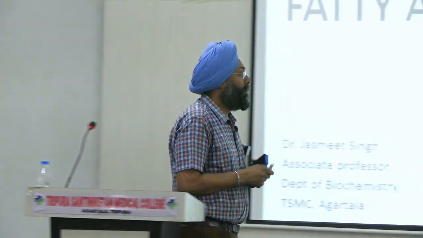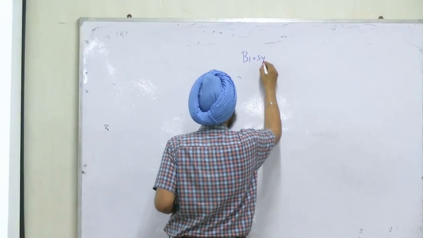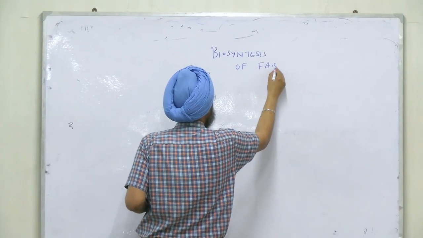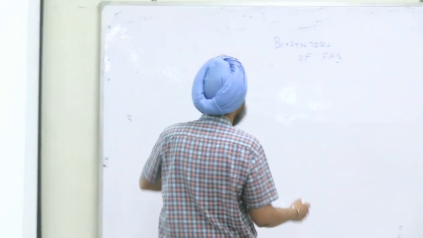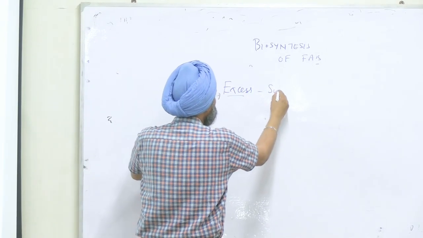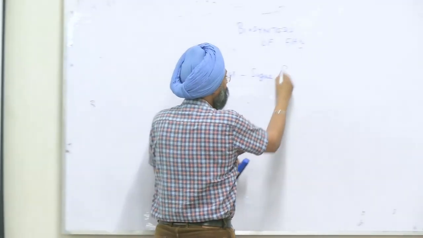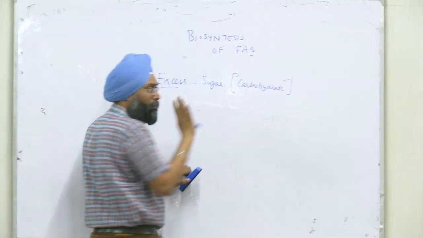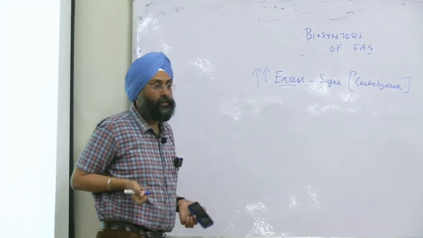So today we will discuss biosynthesis of fatty acids, right? Biosynthesis of fatty acids happens in the body. Suppose you are eating excess sugar, right? What is sugar? It is a carbohydrate, any form of sugar, right? You are eating it in excess, large quantities, right?